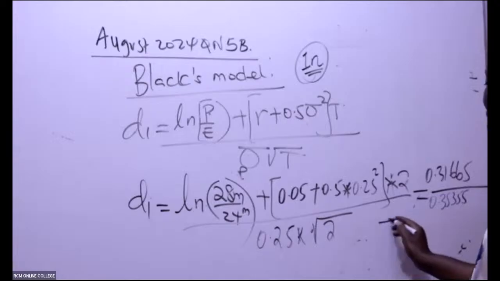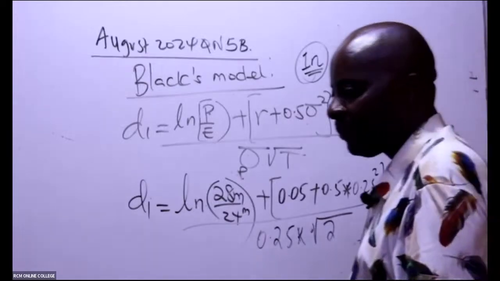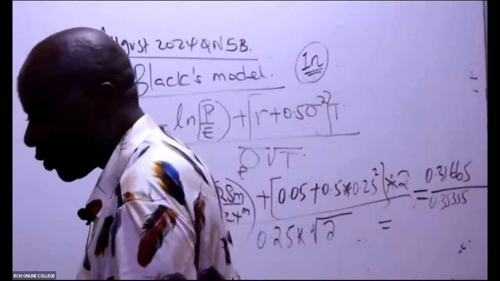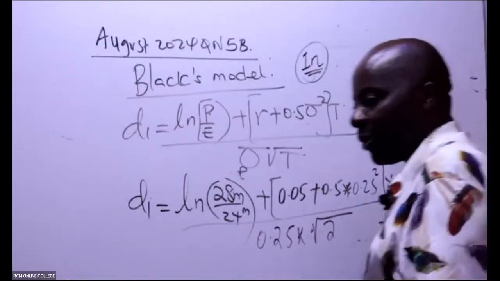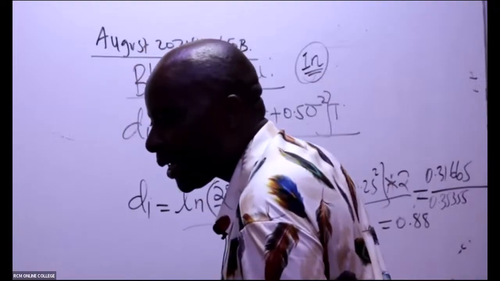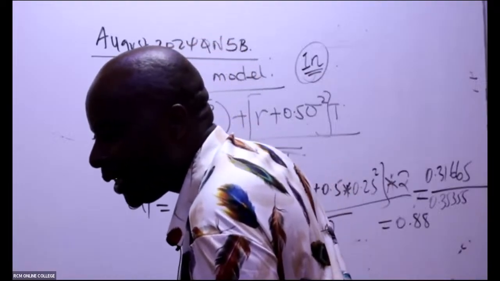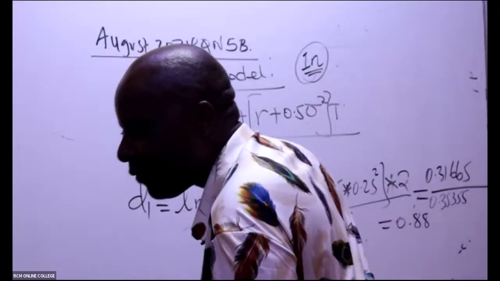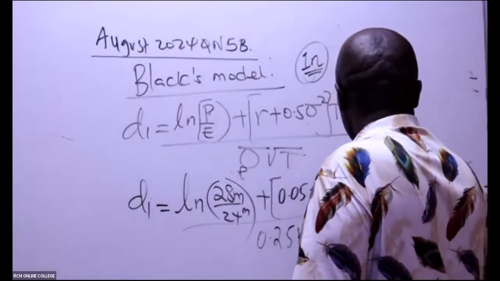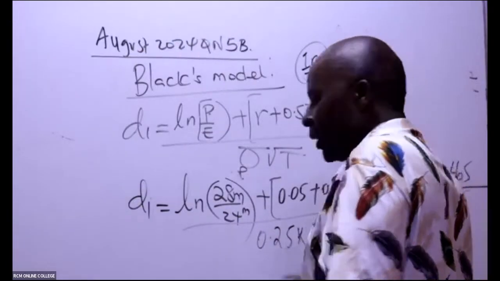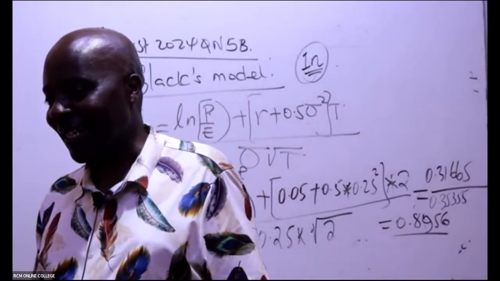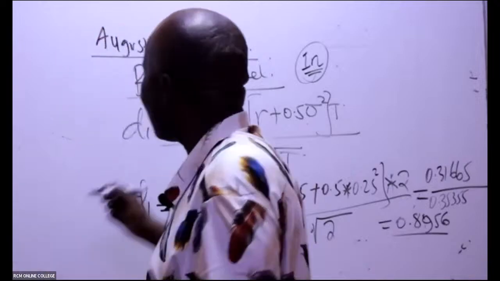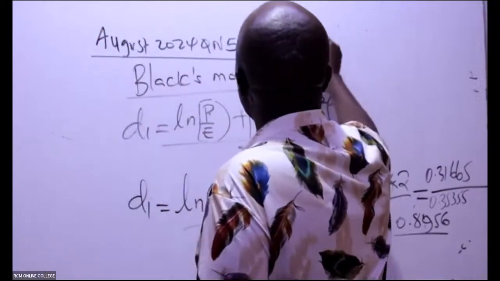0.35355, which then will end up giving us what figure of D1? 0.88... 0.8956. Thank you so much. 8956, 8957, same thing, isn't it? Same thing. Now, once I get that, straight away I'll be able to get my D2.